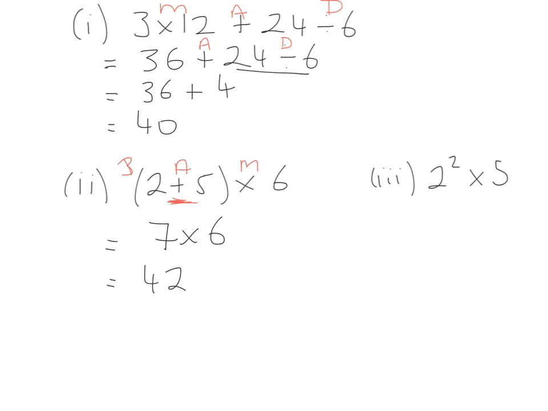And our last one, let's label everything. So this number on its shoulder here is an index, and here we have multiplication. We know from our BIMDAS triangle that I comes before M, so therefore we're going to do our indices first. 2 squared is 2 times 2, which gives me 4, multiplied by 5, 4 times 5 gives me 20.